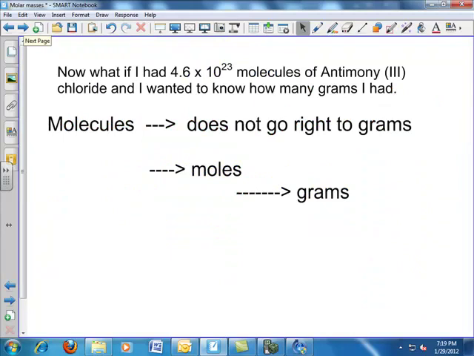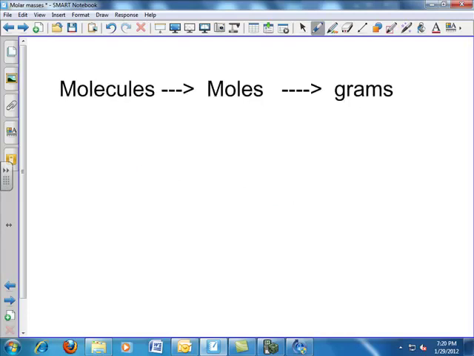Okay, now let's change gears a little bit. What if I had a number of molecules of antimony 3 chloride and I wanted to know how many grams I had? Well, again, molecules does not go directly into grams. Okay, so I cannot go from here to here. That won't work. But I can go from molecules to moles. And then once I'm in moles, then I can go from moles to grams. So there is another path that you can take, okay? So in this particular case, now we're going from molecules to moles to grams.